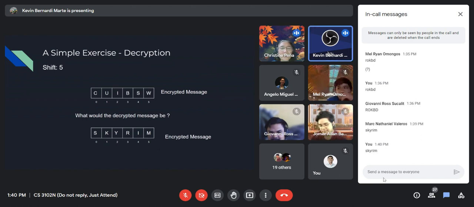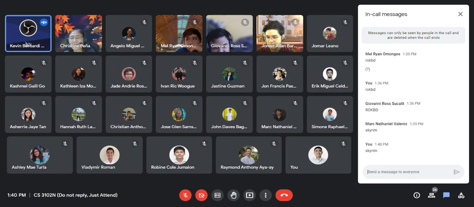Okay, so I would like to hand over to Jomer to explain the next technique of encryption.